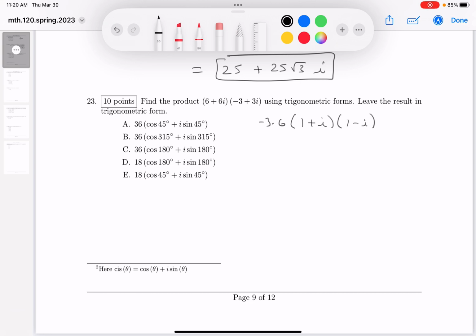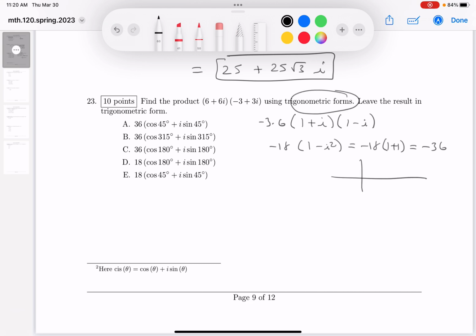Let's see if I did that right. I do see the 6 plus 6I. And if you do the minus 3, I see minus 3. Yeah, looks pretty good. What do you see over here? Minus 18. And 1 plus I times 1 minus I is going to be 1 minus I squared. What do you get there? Minus 18. And that's going to be 1 plus 1, which is 2. So you get minus 36. All right, I'm going to visualize that. And so this is why you're doing that.